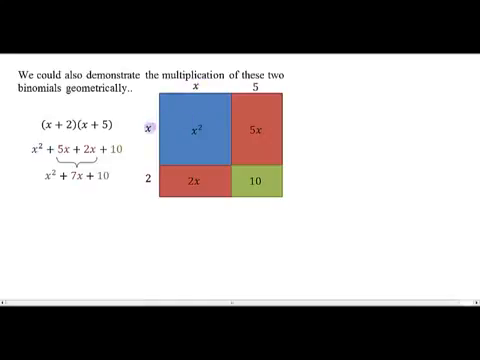When I multiply x times x, I get x squared. Finding the area of this rectangle, it will be 5 times x, 5x. Finding the area of this rectangle, it would be 2 times this length x, so 2x. And this last rectangle, a length of 2 times a length of 5 is 10. Now you can see these red squares are like terms. I can go ahead and add those. So my polynomial is x squared plus 7x plus 10.